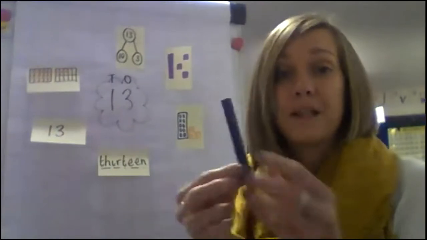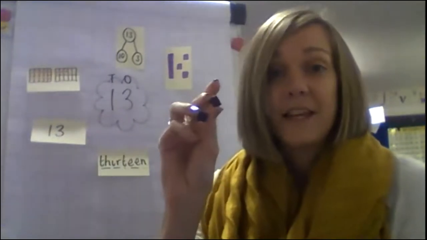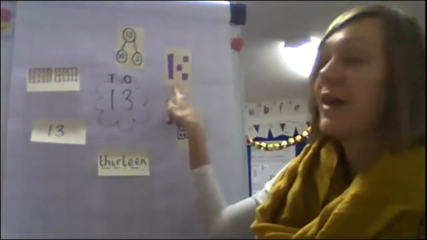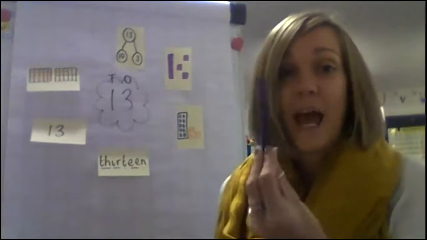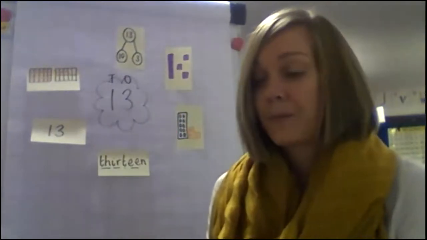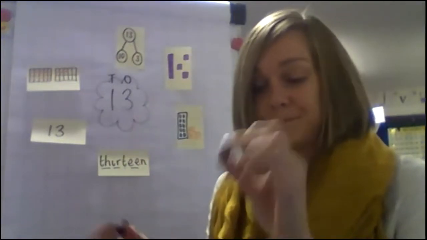They've also been using Deans. So they recognize that this is a 10 and these smaller cubes are ones. So again, if we're trying to make the number 13, they've realized they get 1 ten stick and they need to get 3 ones. So they would count 10, stop, 11, 12, 13.